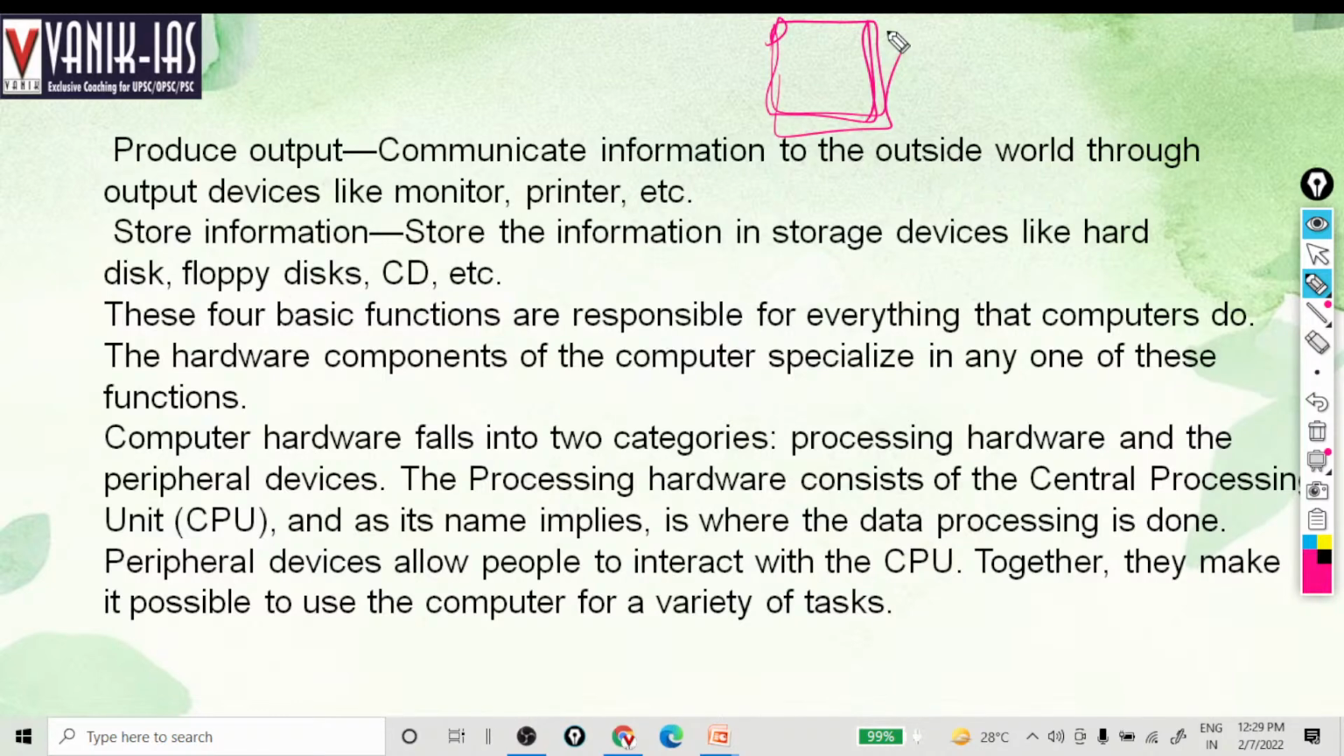Computer hardware is divided into two categories: processing hardware and peripheral devices. Processing hardware consists of the central processing unit, CPU. As its name says, data processing is done in the CPU. Remember, the CPU does the data processing. It executes the functions. What exactly you have asked, that is the responsibility of the computer to show you. Suppose you are searching for a particular book, computer. Then you type it with an input device, and it shows you the PDF. That is the output, seen in the monitor or the screen. And you click on the print section. Then by another output device you will get the papers. That is also an output device. Together they make it possible to use a computer for a variety of tasks.